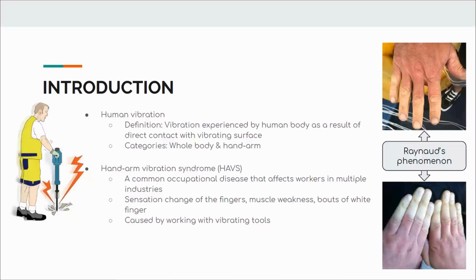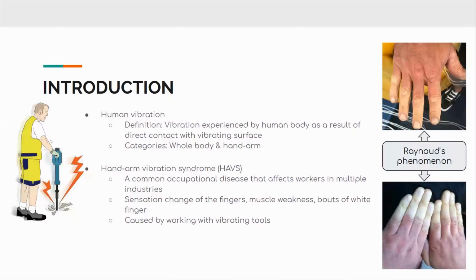Hand-arm vibration syndrome is a common occupational disease that affects workers in multiple industries. It is often experienced as a sensation change of the fingers, muscle weakness, and bouts of white finger, and the main reason would be working with vibrating tools. So employees who work with vibrating tools would be experiencing hand-arm vibration symptoms. On the side of the screen, you could see some images of what the employees could be experiencing at the first stage, moving on to the middle stage. So this is the introduction.